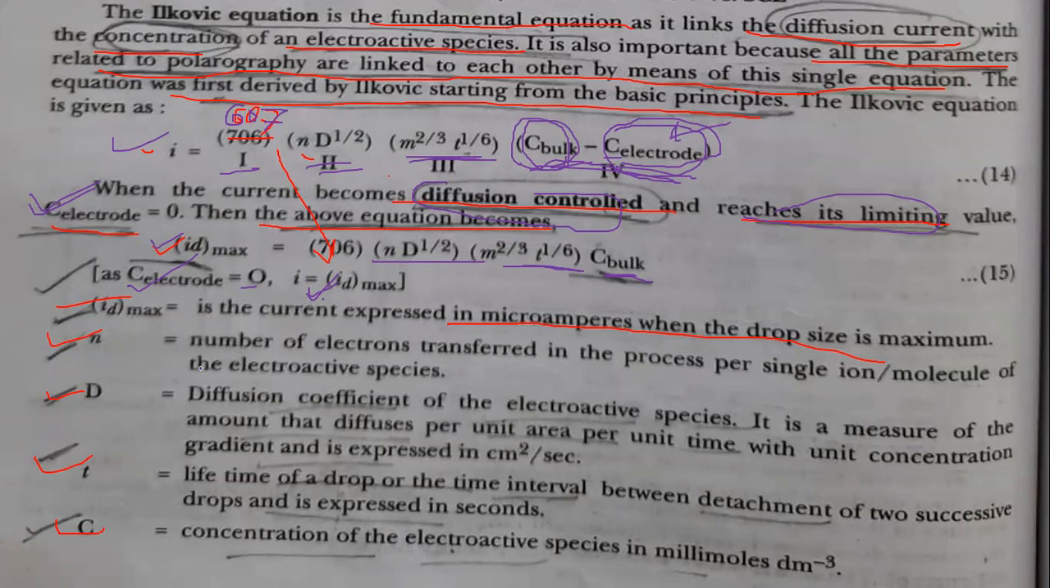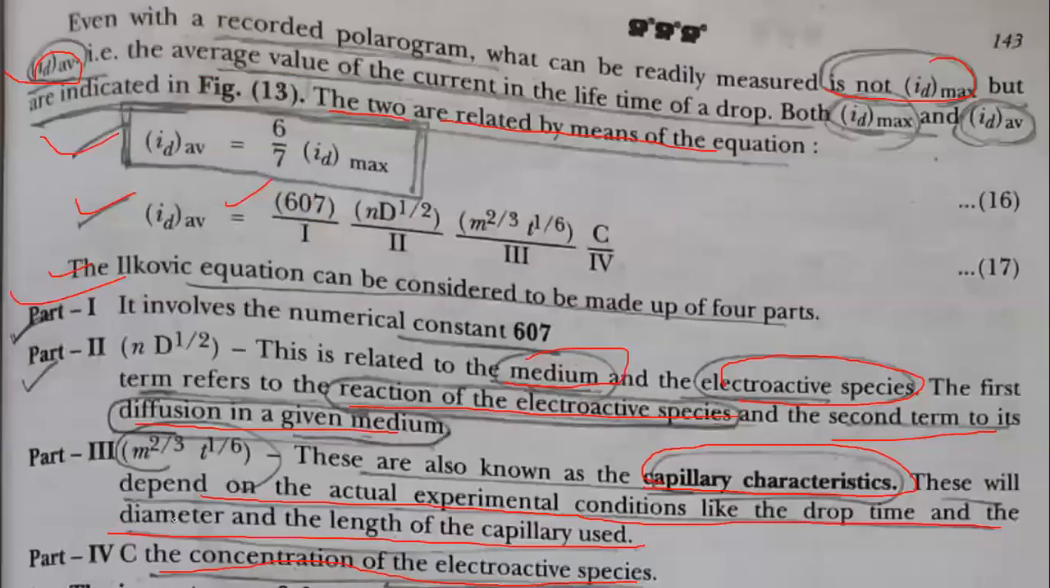Here n is the number of electrons transferred in the process for a single ion or molecule of electroactive species. D is the diffusion coefficient of the electroactive species. t is the lifetime of a drop, or drop time, or the time interval between detachment of two successive drops. C is the concentration of electroactive species in millimoles per decimeter cube.